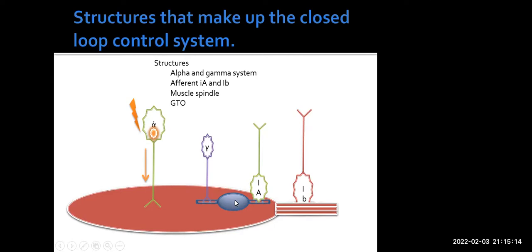For muscle spindle, sir. Yeah. A second person can also answer. Sir, this is a muscle spindle, right? Okay, right. Yes. So what is this structure in red?